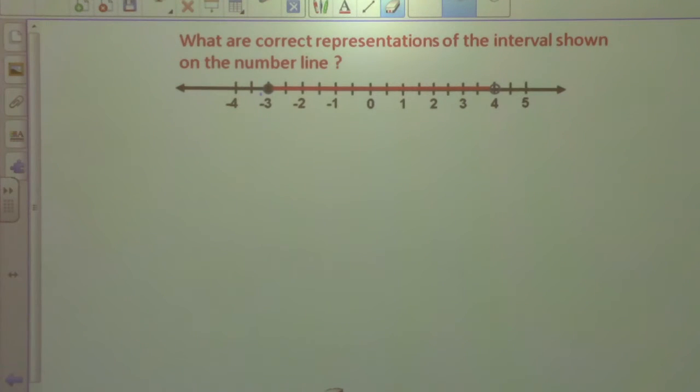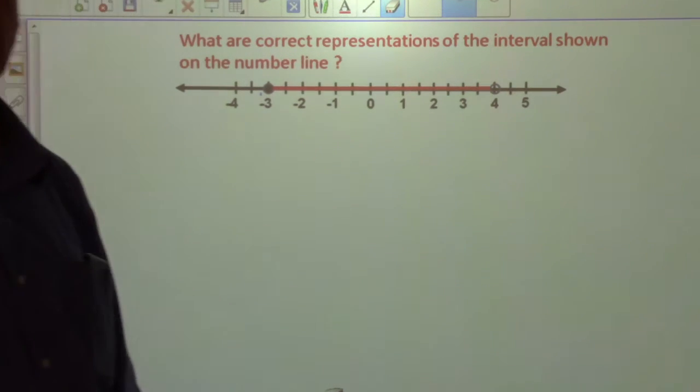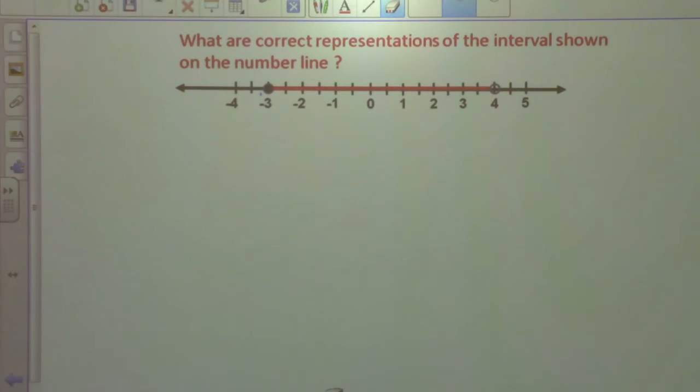Next. What are correct representations of the interval shown on the number line? And how many types of representations have we talked about in this class? Okay, Ben is going like this. 3, he says. And those are the main ones. There are a couple others too, so I'm thinking there are 5 total we could have for this, but there are 3 main ones that we've talked about right from the beginning of the school year.